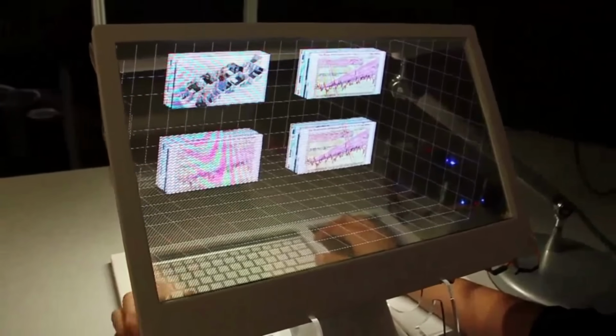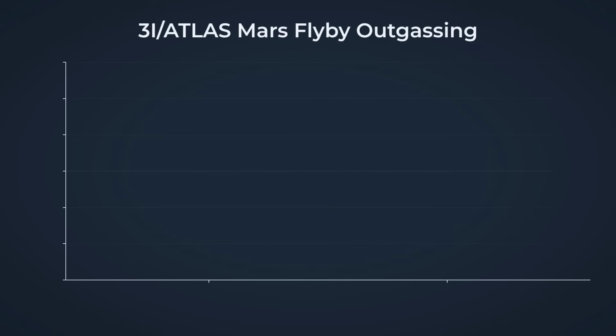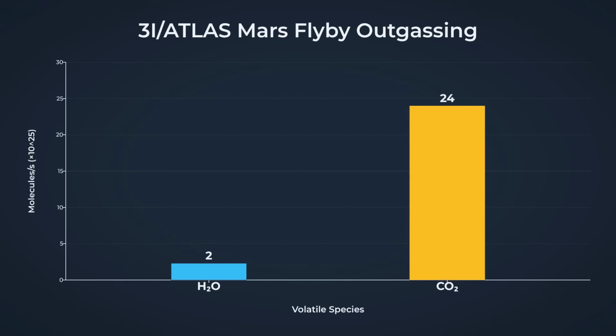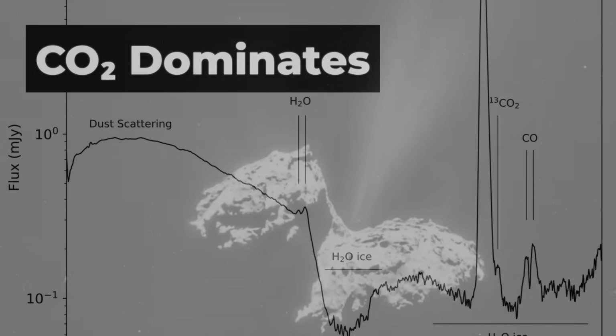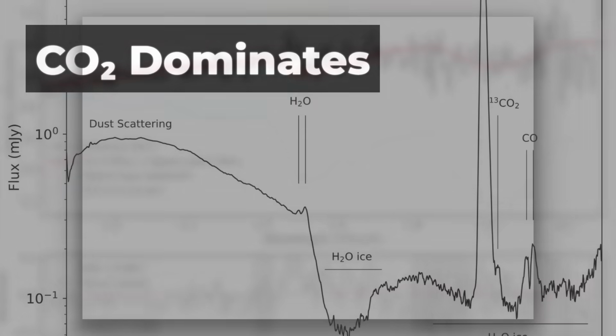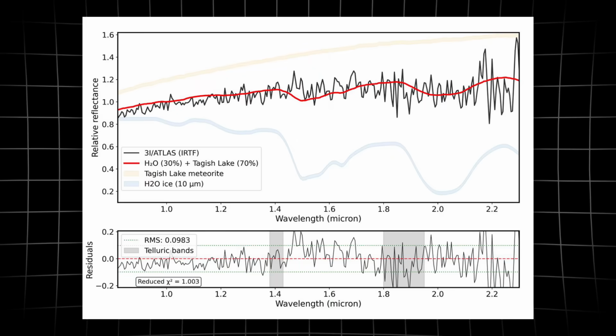The anomaly doesn't end with metals. Trace Gas Orbiter's instruments log a volatile mix where carbon dioxide outgassing dwarfs water vapor by an order of magnitude. For a comet heating up near the Sun, water is supposed to lead. Here, carbon dioxide is king, with water nearly absent.